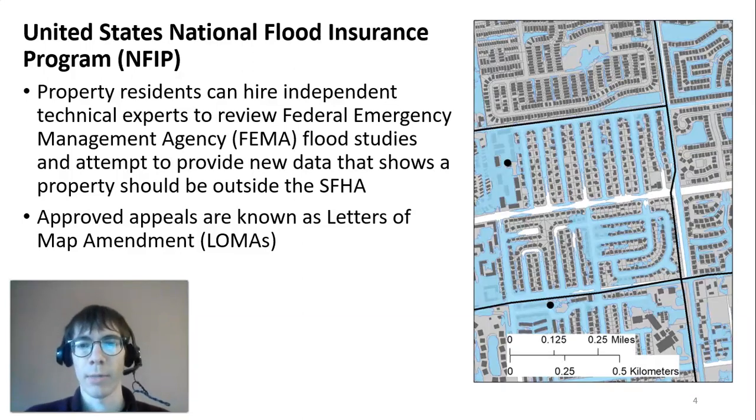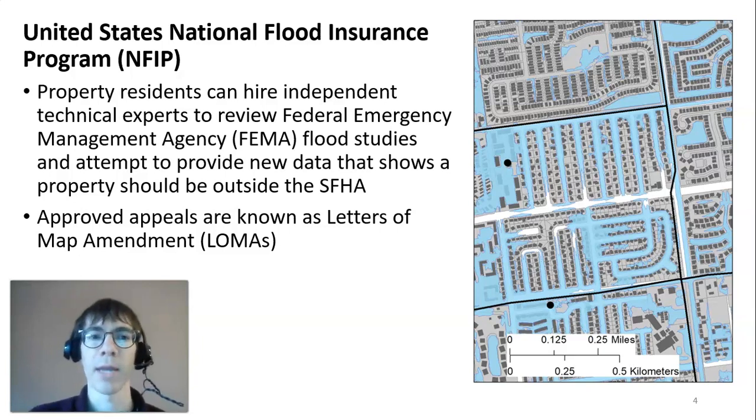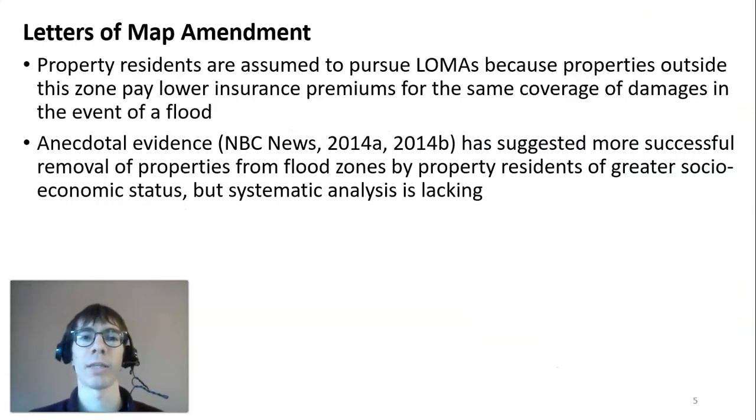I'll show you this map again later on, but this is a much zoomed in version of the prior map, where once again we have the blue of the special flood hazard area, but we can also see the individual buildings and individual tax lots, and these two black dots showing approved appeals in this case for individual properties, which are known as letters of map amendment, which is what we'll be looking at in this presentation.